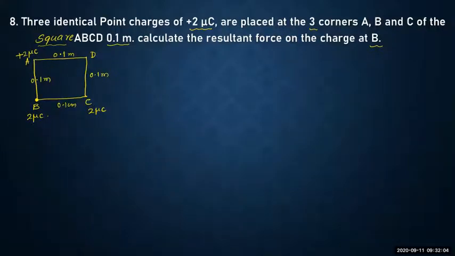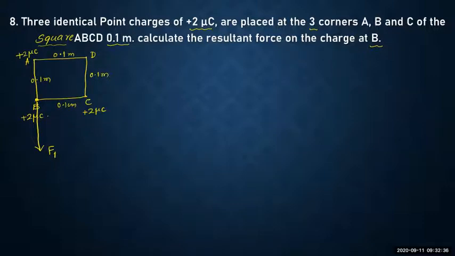Now, how will be the force on B? See, charge at B experiences a force from charge at A. What kind of force it experiences? Yes, it experiences the repulsive force. Why it experiences the repulsive force? Both charges are positive. Hence, the repulsive force on B will act like this. You call it as F1.